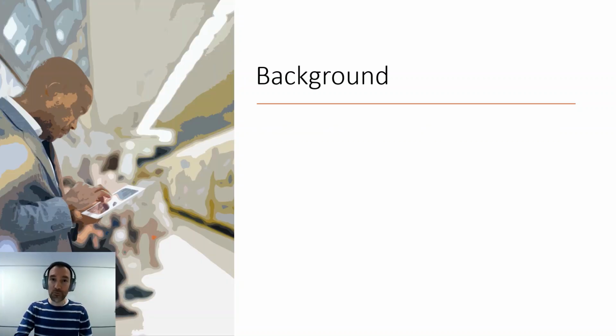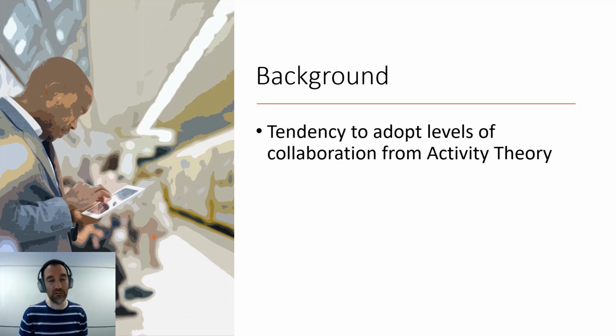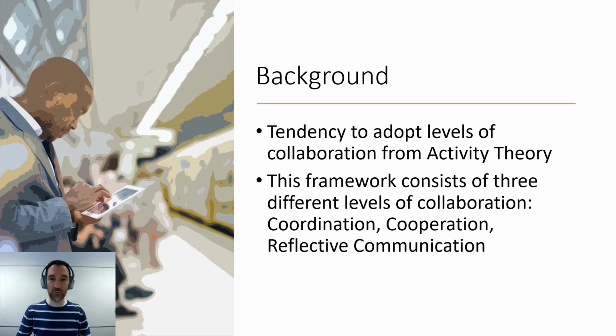Now, recently, we've seen in the literature a tendency to adopt the levels of collaboration as were defined in activity theory. With activity theory as a theoretical foundation, Engström defined 3 levels of collaborative interaction. And building on this definition, Bartram introduced a framework for collaborative interactions between users and mediating technologies. This framework consists of 3 different levels of collaboration. From the simplest to the most complex form, these are coordination, cooperation, and reflective communication.